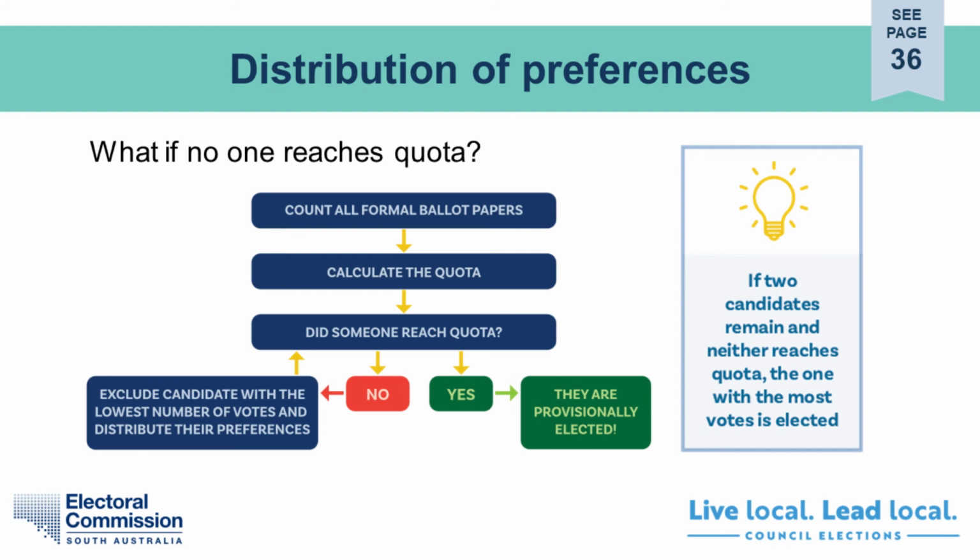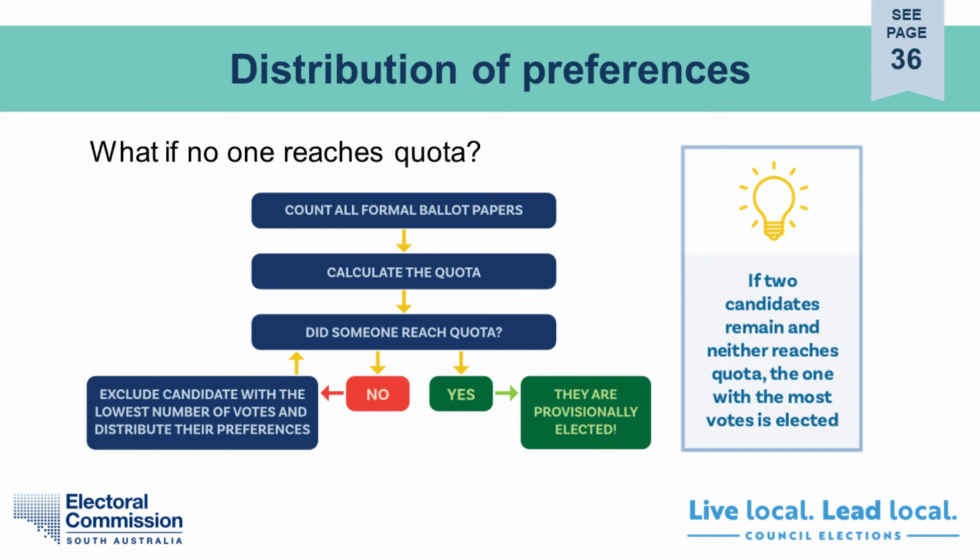Once all the excluded candidates' ballot papers are distributed, determine if any of the remaining candidates have reached quota. If yes, that candidate is provisionally declared elected. If no, the process is repeated and the candidate who has the least number of votes is excluded. We repeat this process until one of the candidates reaches quota, or until only 2 candidates remain. If there are 2 candidates left and neither has reached quota, the candidate with the highest number of votes is provisionally declared elected.